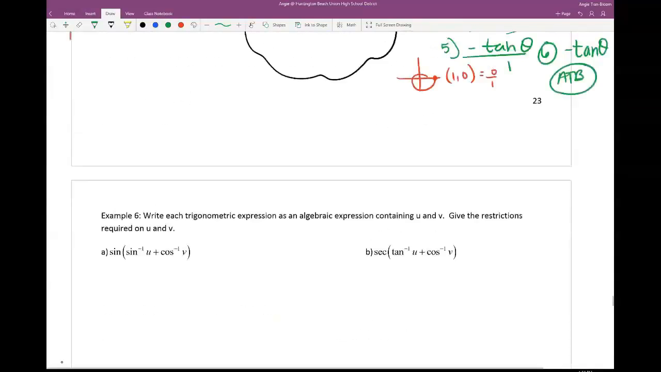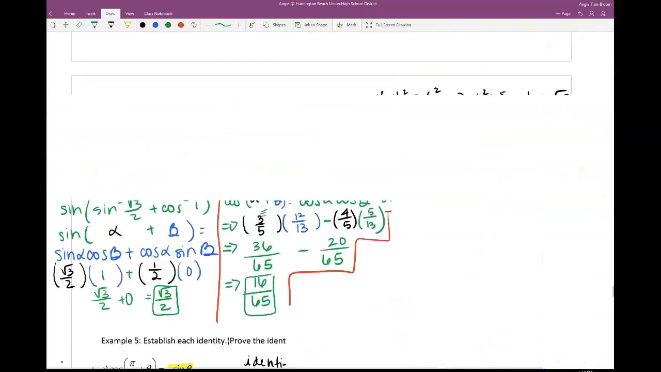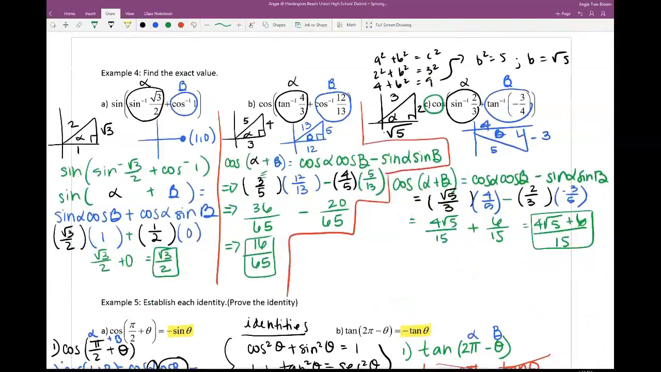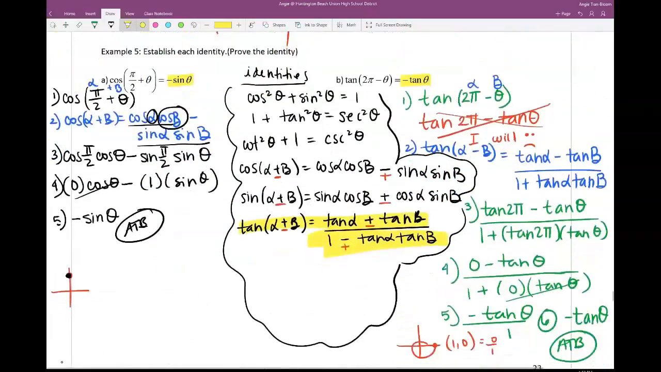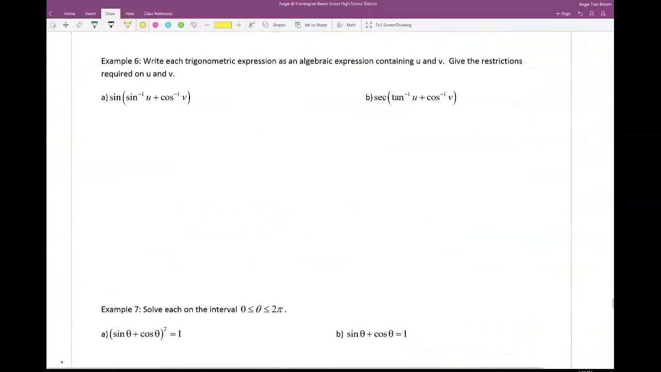Okay, so let's recap what we did in example 4 to give you an idea. In example 4, remember we let this one be alpha and this one be beta right here? We're going to do the same thing. This is alpha, and this is beta, and we draw 2 triangles. Sometimes you can't draw a triangle, then just make a dot. Here we go.